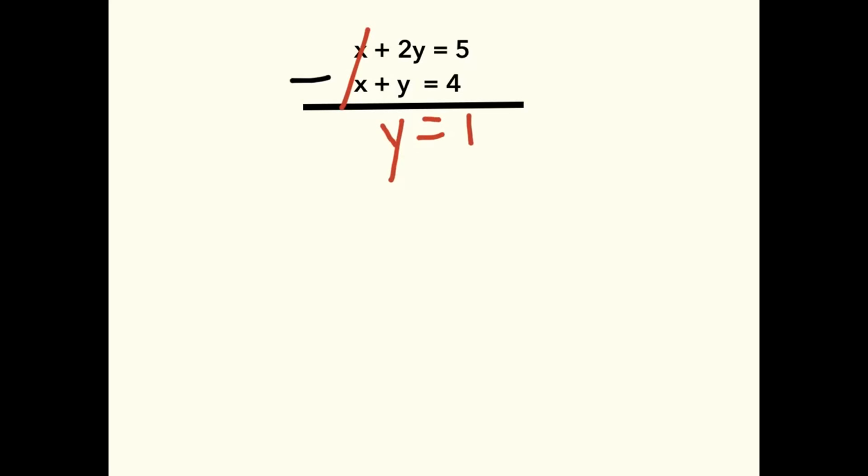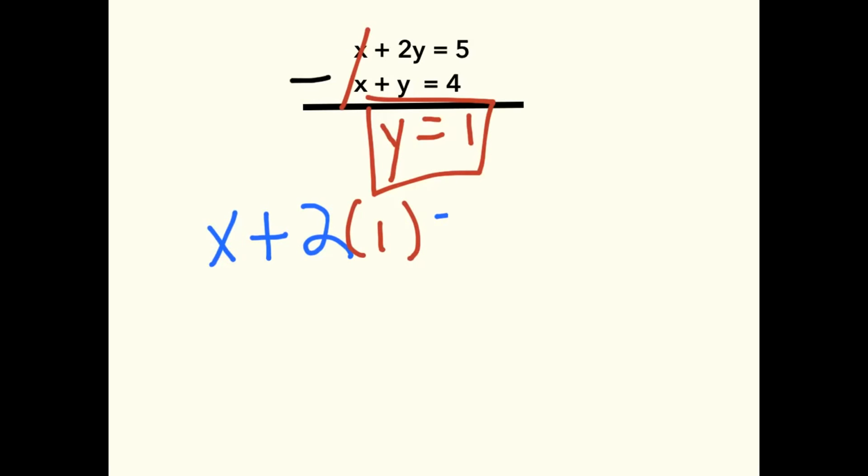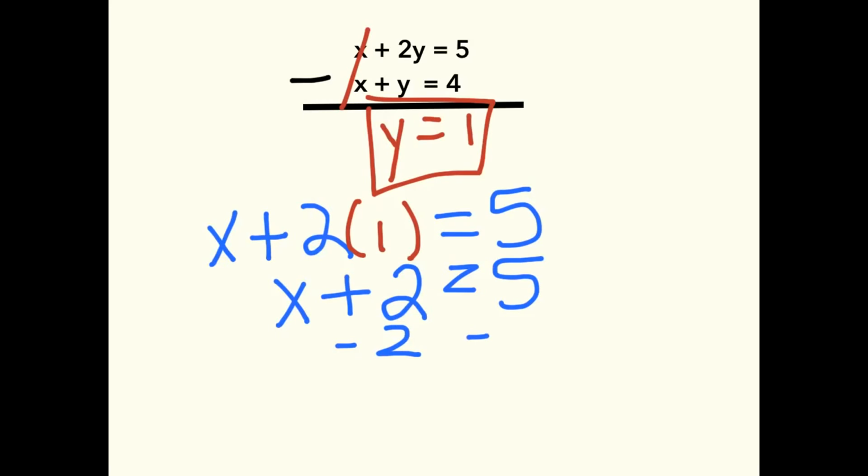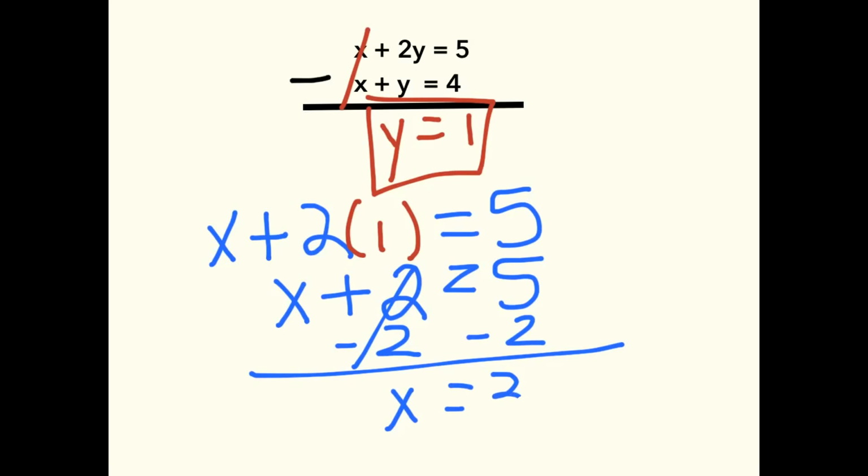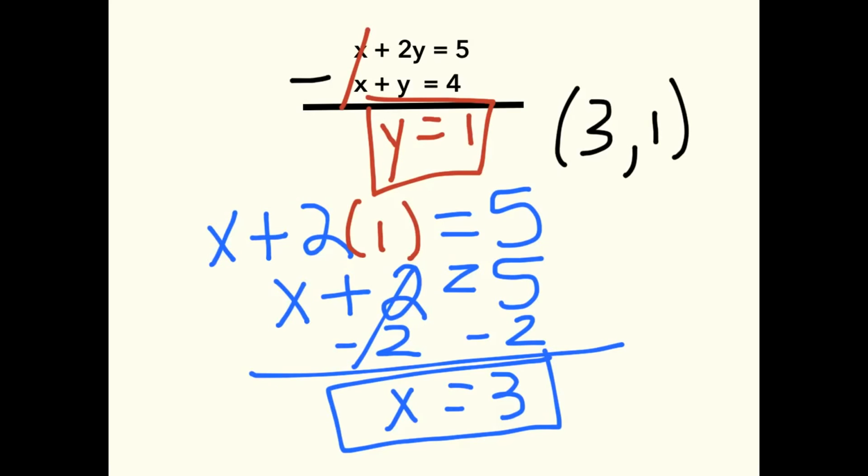So this one was easier. You didn't even have to solve anymore. You have y equals 1. Now we go back and plug this 1 in for one of these y's. I'm going to use the top one. Doesn't matter which one you want to use. So x plus 2, and again instead of the y, we're plugging in the 1, equals 5. Then we just solve: x plus 2, because 2 times 1 is 2, equals 5. Subtract the 2 from both sides, because we're combining our like terms, and we have x equals 3. So then again, you would write your solution as an ordered pair, (3, 1).